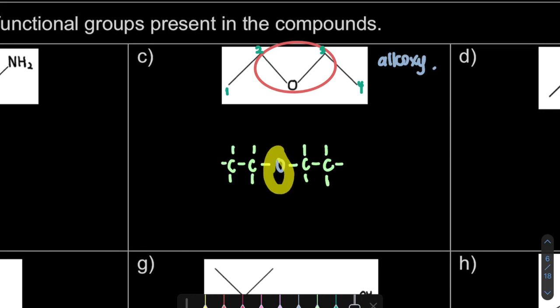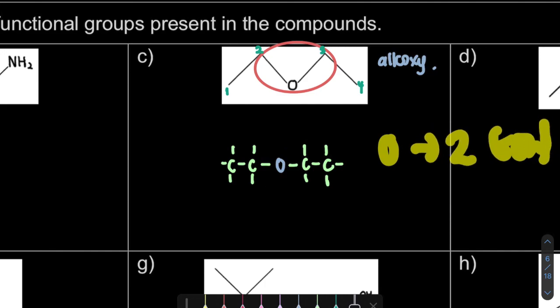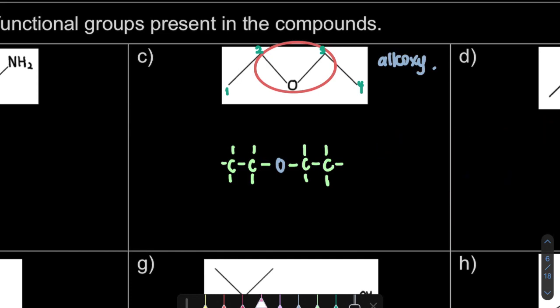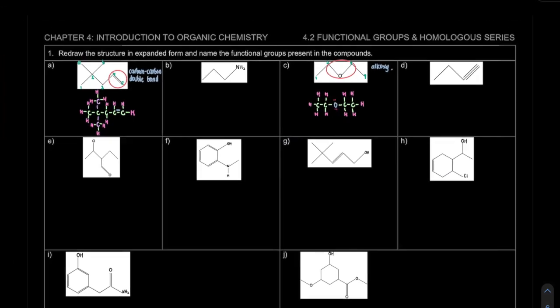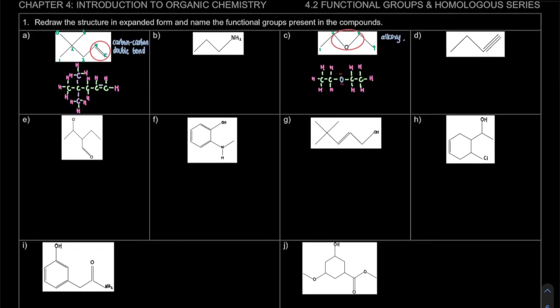Okay, but then how about the oxygen? Oxygen actually has 2 covalent bonds and 2 lone pairs. So, just draw its lone pairs here. Okay, so how about the rest of it? We're going to fill it out with hydrogen. So these are the examples. Okay, I believe the rest you could try yourself.